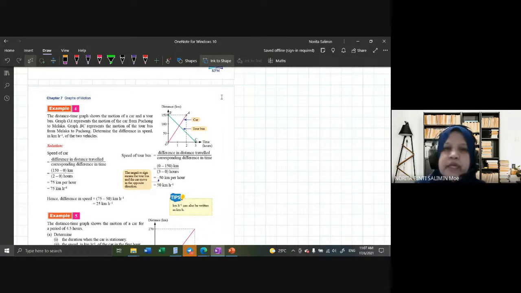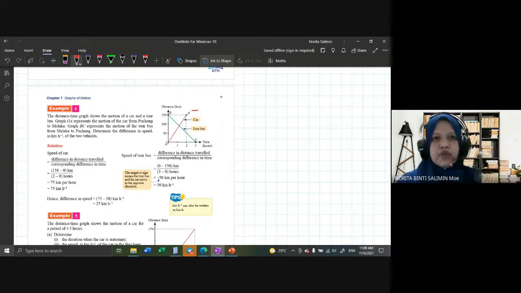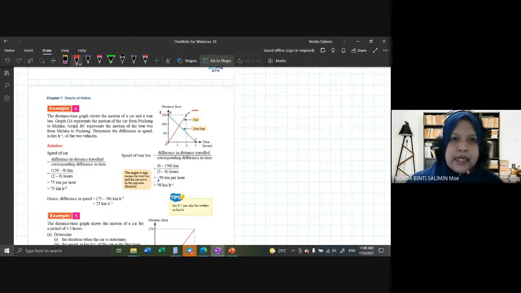Okay, look at here. These are two graphs. Graph OA represents the motion of the car. We write down here: OA is a car, and BC is a bus. Graph BC represents a bus from Malacca to Puchong. This is Malacca. This is Puchong. And the car goes from Puchong to Malacca.